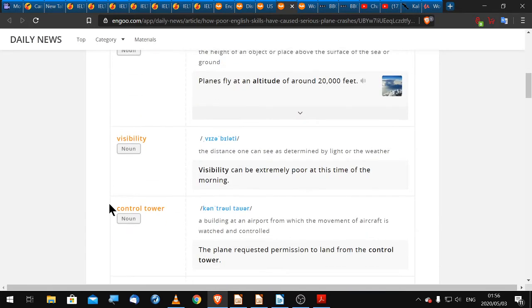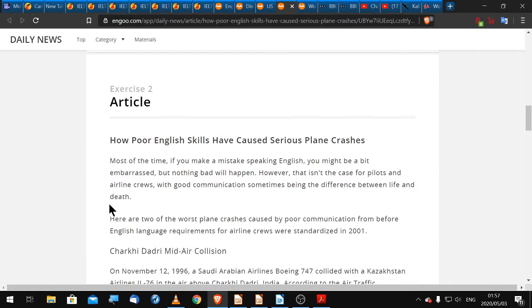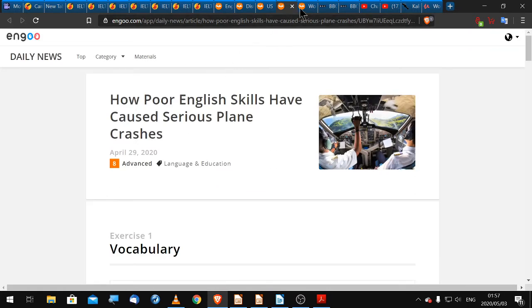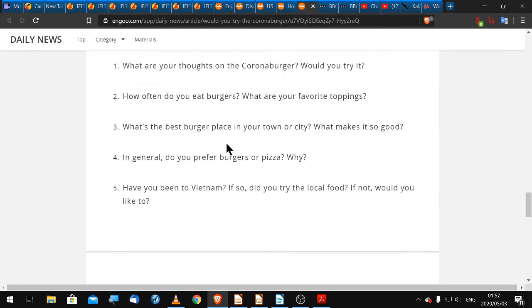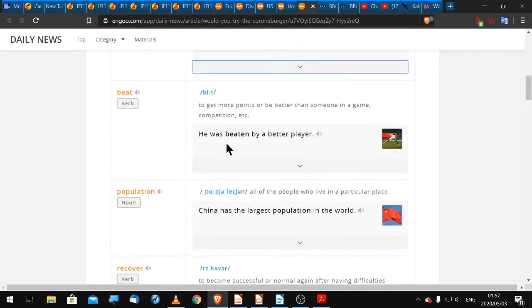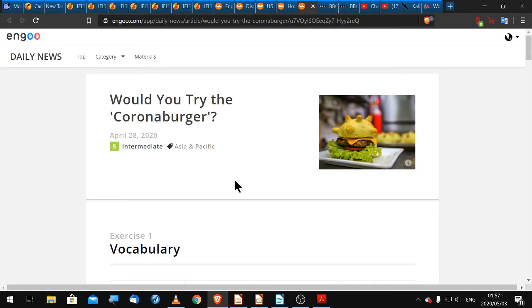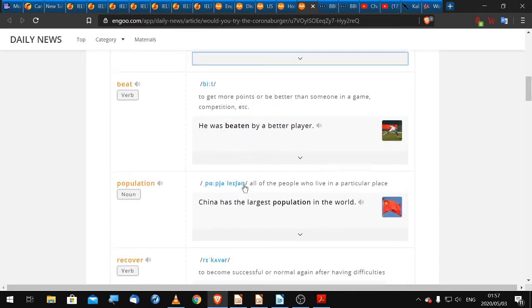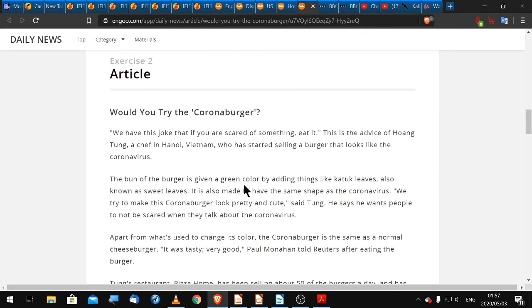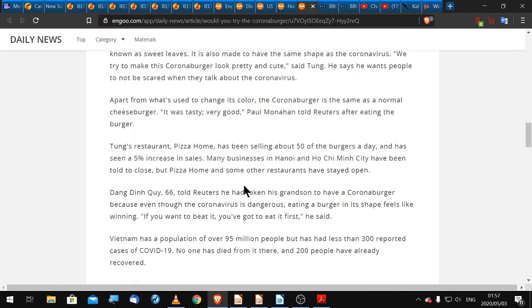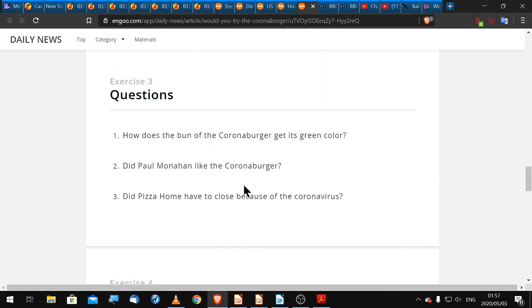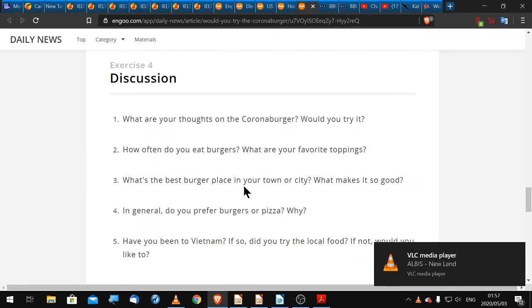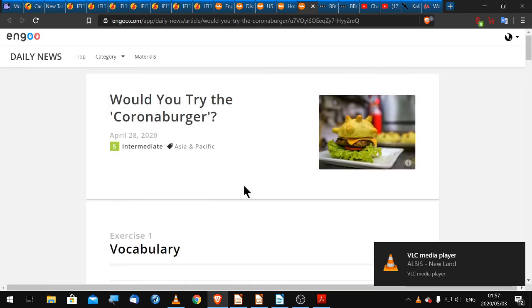It talks about two really horrible plane crashes. So maybe that's not for all audiences. You need to know the information before you start offering it. I love this one: would you try the Corona burger during the coronavirus time? Maybe some people would think, no, that's terrible. But after reading this, you'll find it's quite an interesting article. And then once again, it's the questions, discussion, and so on. All right.